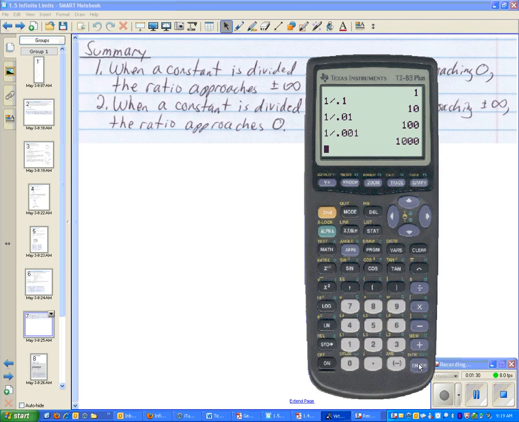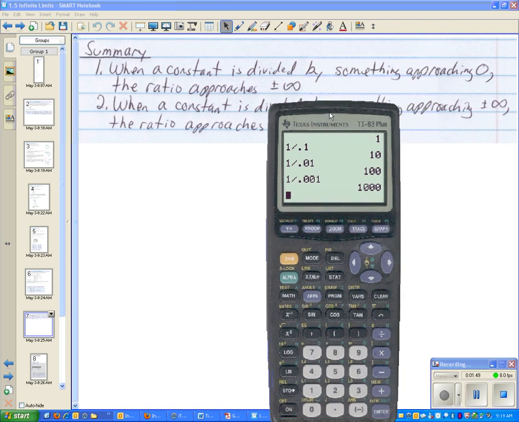So how would we make it go to negative infinity? Divided by something approaching 0 from the left. Or have a negative constant divided by something on the positive. See what I'm saying? As long as the signs are different, you'll get the negative infinity. So does that first summary make sense? The first point of the summary?